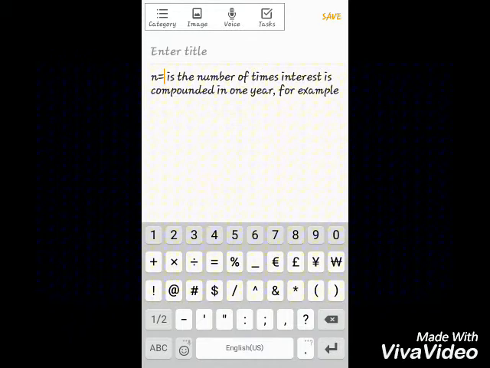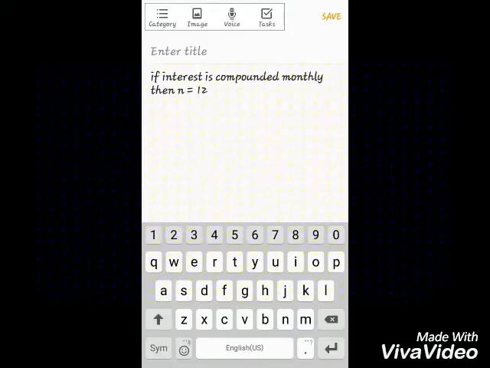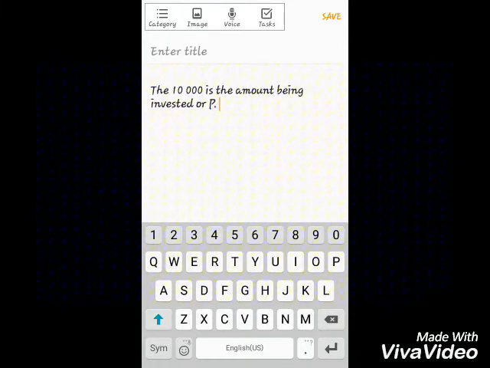N is the number of times interest is compounded in 1 year. For example, if interest is compounded annually, then N equals 1. If interest is compounded quarterly, then N equals 4. If interest is compounded monthly, then N equals 12.